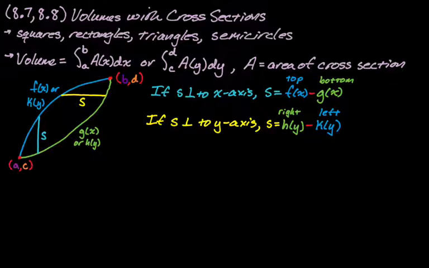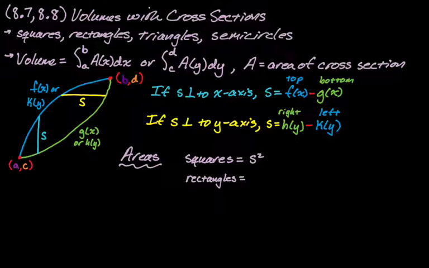I'm going to write them all in terms of S, right? So S is either top takeaway bottom or right takeaway left. Squares are just S squared, right? We know that. Rectangles are a little weird. They're going to be base times height. It's just going to be like described to you. So it's usually going to be like S times some number times S, which works out to that number times S squared. So you'll be told like the height is 5 times the base, and the base is in the XY plane or something like that. They have to describe that.